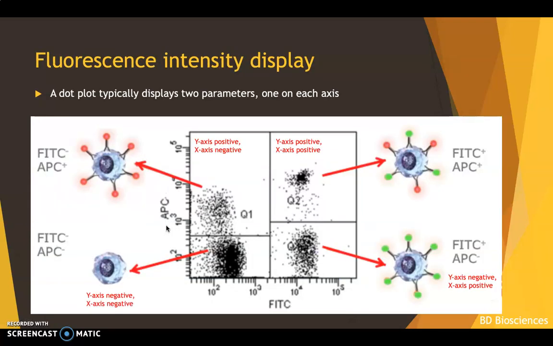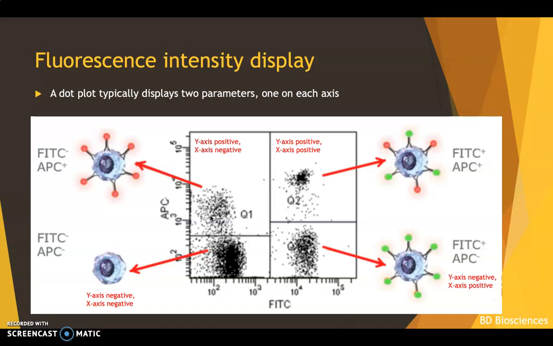The next bit is the fluorescent intensity display. Typically we use a dot plot to display fluorescent intensity parameters. Whenever we do a dot plot, we can plot up to 2 parameters, one on each axis. For example, this example consists of two samples that have been stained with 2 colors, APC or red signal, and FITC with the green signal. Here we put APC on the y-axis and FITC on the x-axis.